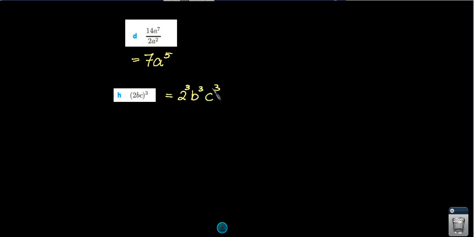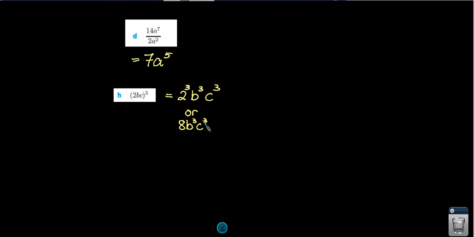Now, do you know what? You could leave it like that. If you look at the answers and they've got 8 b cubed, c cubed, you go, that's okay, because I know 2 cubed is 8. If you don't know 2 cubed is 8, remember it. Alright? So you can write it like that, or 8 b cubed, c cubed.